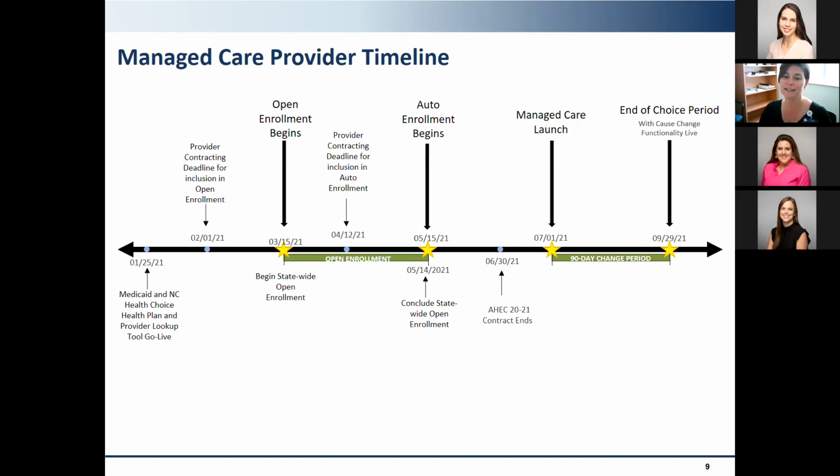May the 15th is the beginning of the auto enrollment process, in which beneficiaries will be enrolled in a plan. Then members will be assigned to a primary care practice if they did not already choose one during this open enrollment process. July 1st is the last really important date on this slide, which is the official launch of Medicaid managed care.